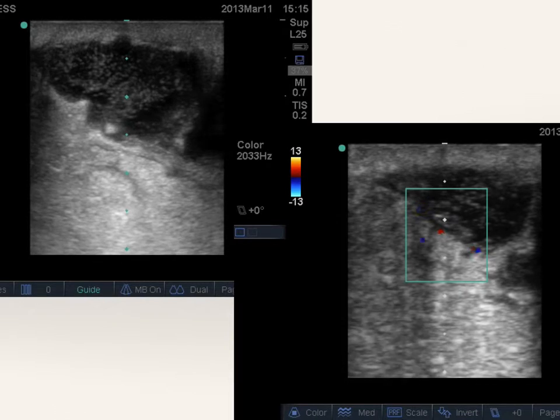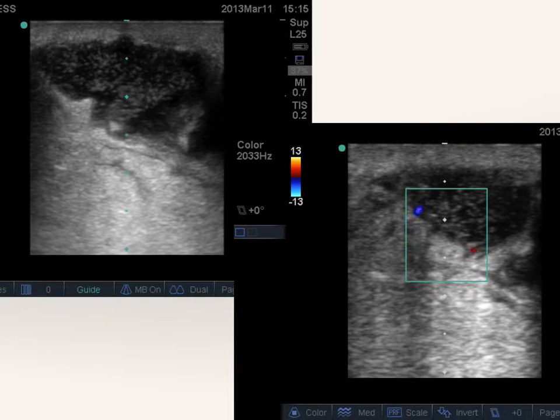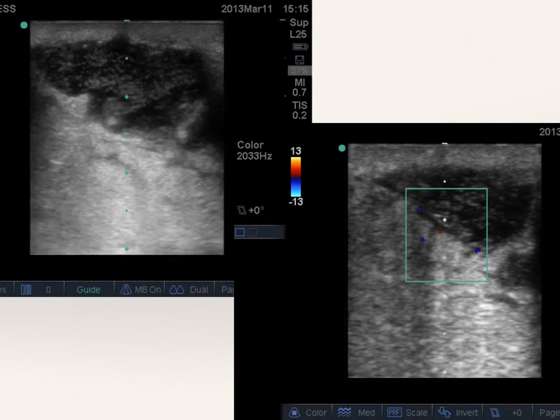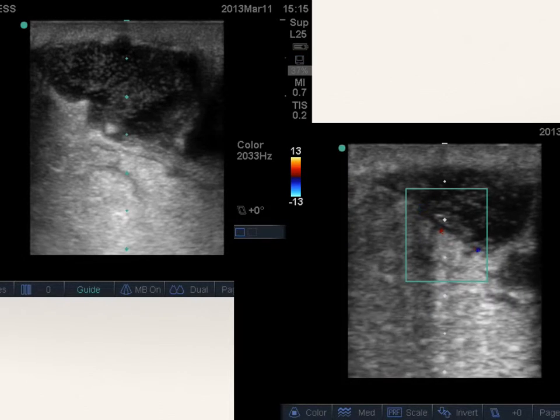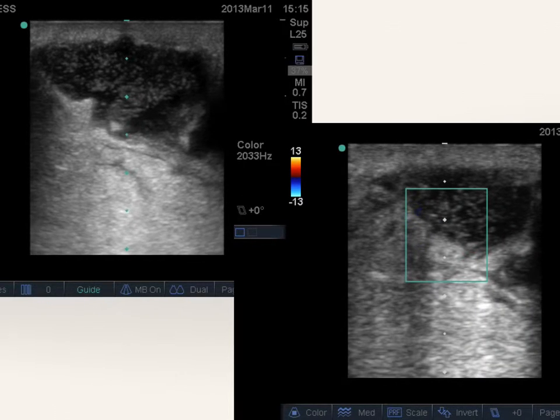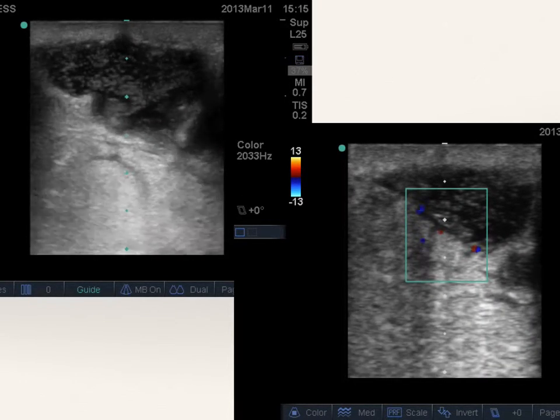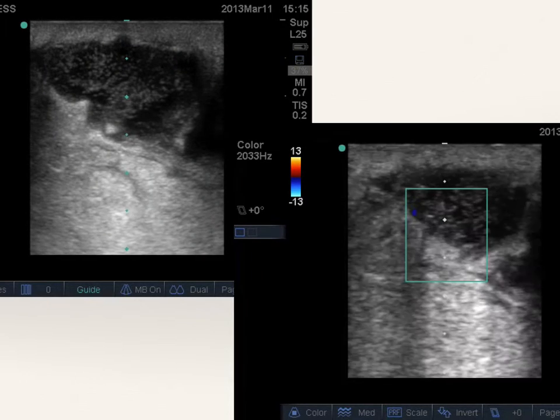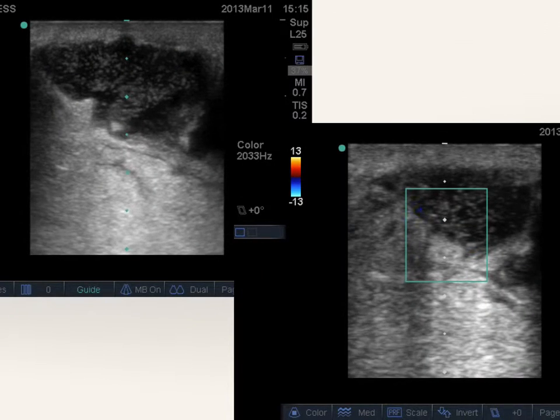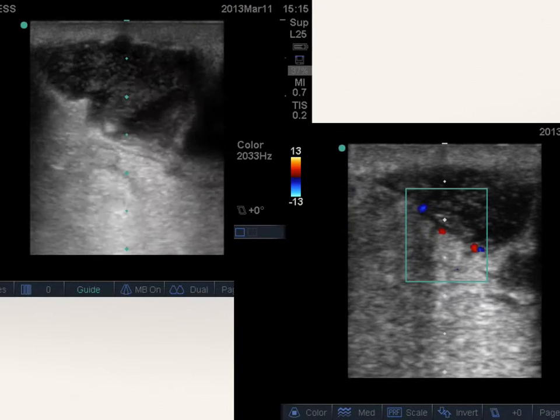Now, to be certain, again I would show you how I slid the color box all around the area of interest, or I could have made it bigger to encompass the entire area. At the least, I should have put the color flow over the area I would have poked, which I indeed did, and it was an abscess.